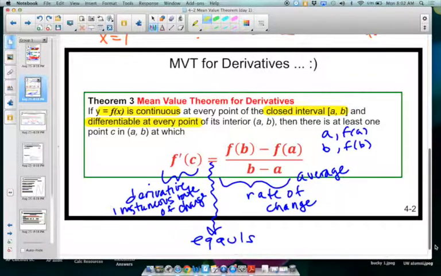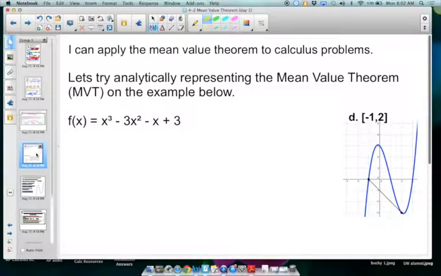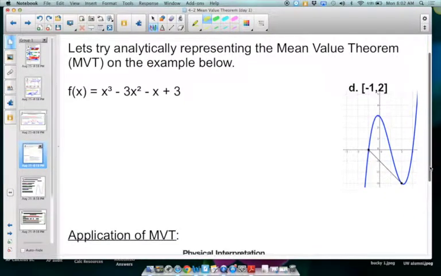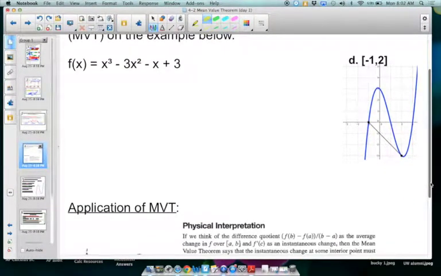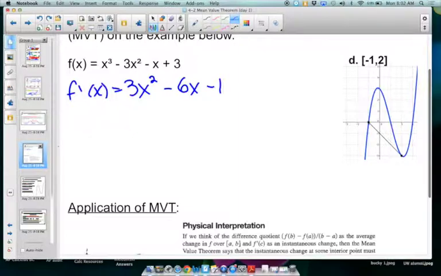So we're going to take a look at that last graph. Here's that last graph. It's actually that function. Okay, and so we're going to find the derivative of that. Okay, so what's our derivative? 3x squared minus 6x minus 1. Okay, there's our derivative.